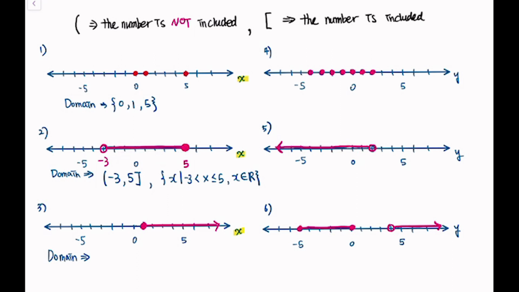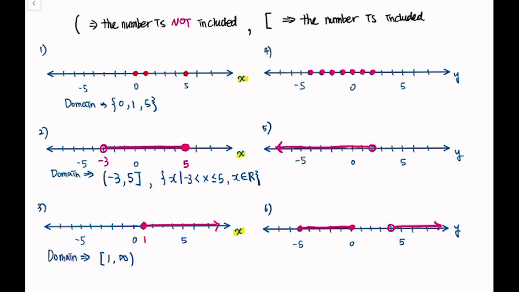The smallest value of this line is 1, and it includes the value of 1, so we'll use the square parenthesis, and it starts at 1, and it includes all the values that are bigger than 1, so the domain is from 1 all the way to infinity. And when we use the infinity sign, we do not include the infinity number. So we use regular parentheses. This is the same for the negative infinity sign, which we'll see in graph 5.